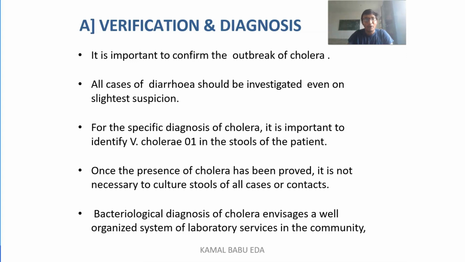If you find any diarrhea case with slightest suspicion, you have to go for the investigation of this Vibrio cholerae. For specific diagnosis of cholera, it is important to identify Vibrio cholerae O1 in stools of the patient. So if you want to diagnose the patient specifically that he is having cholera, you should go for the identification of Vibrio cholerae in the stools of the patient. Next one is once the presence is proved. If you identify that the stools of the patient have Vibrio cholerae O1, you have to go for the treatment and you need not go for any further cultures of stools because you have already found this organism in the stools of the patient.